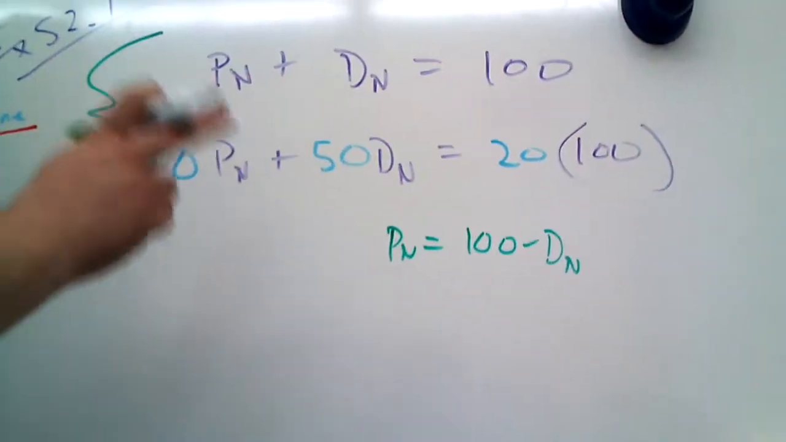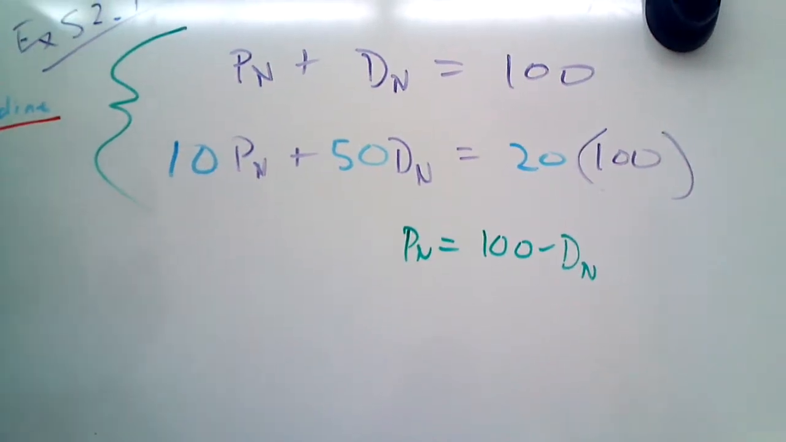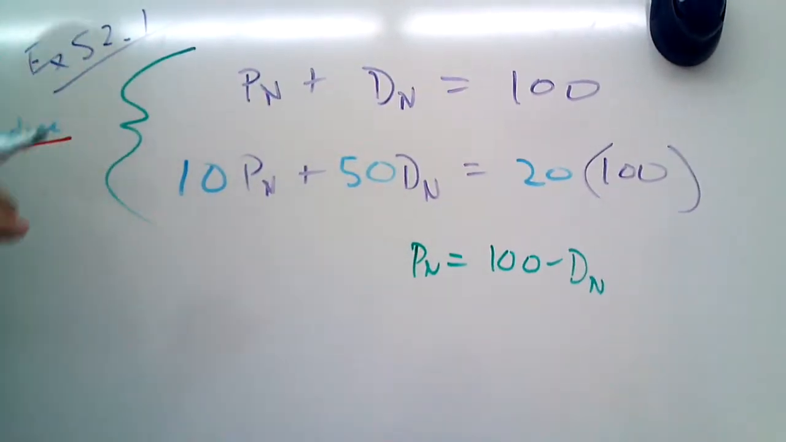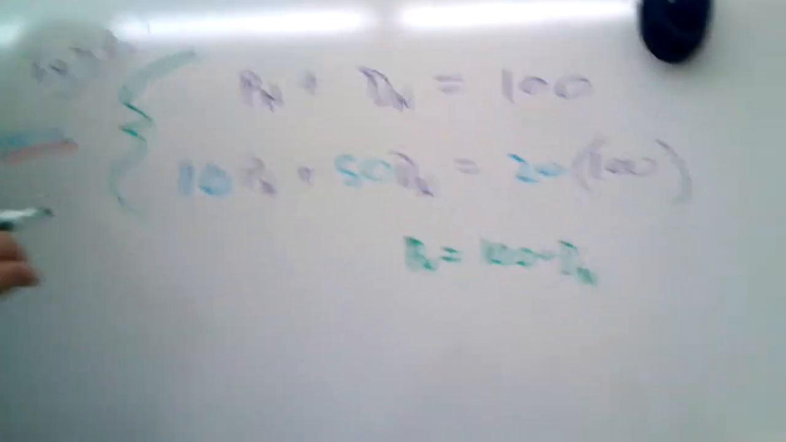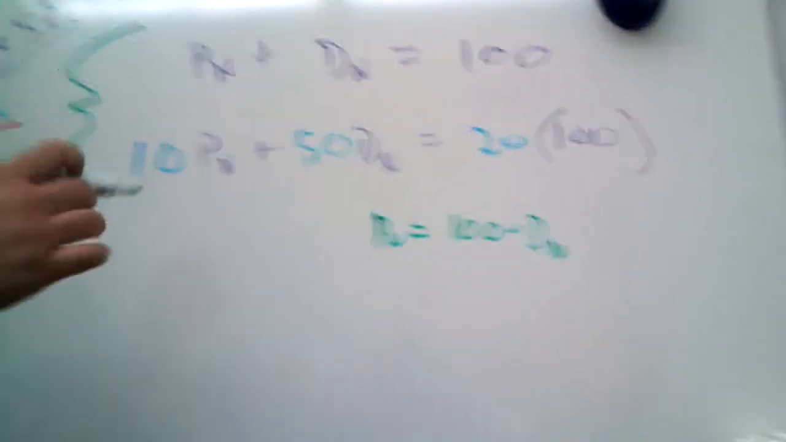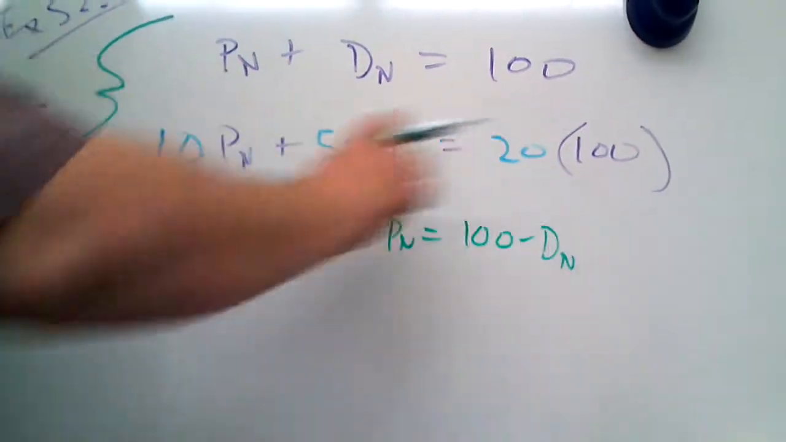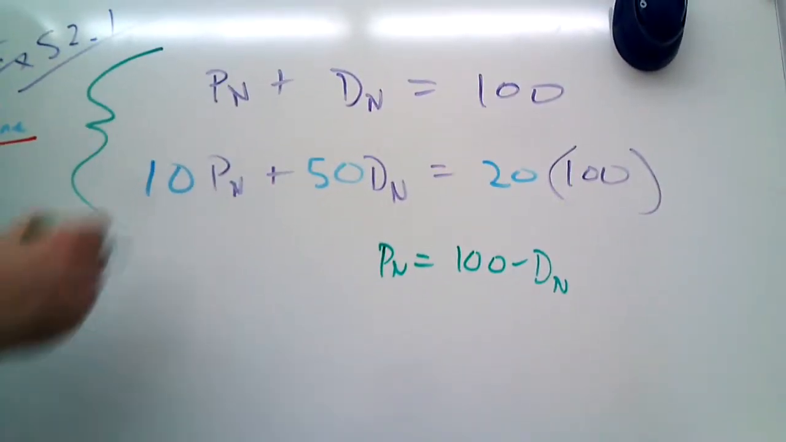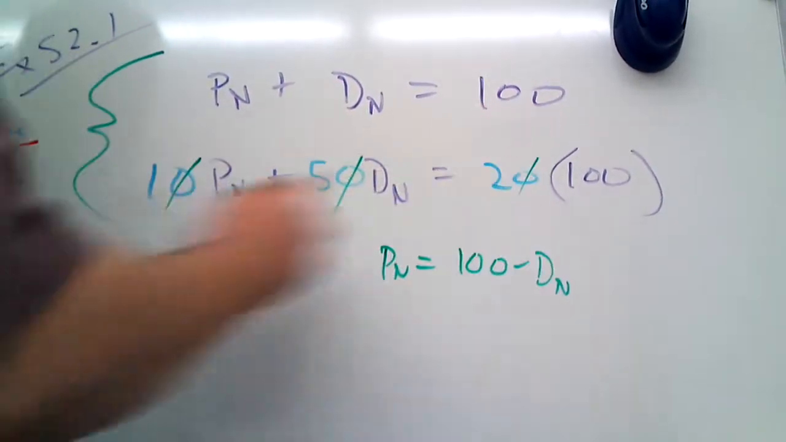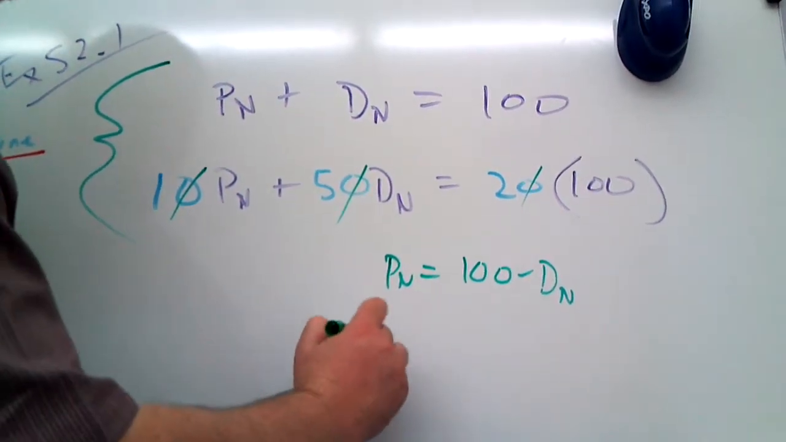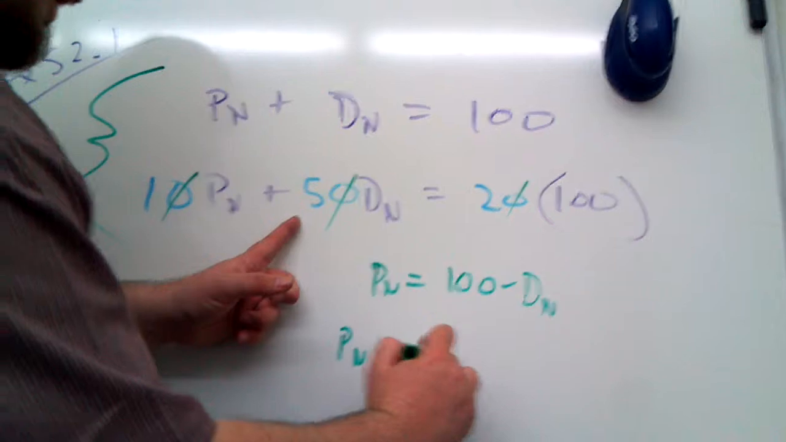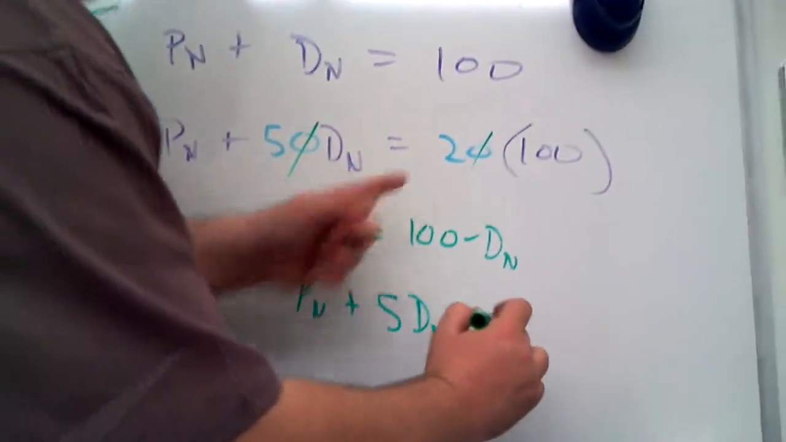Now, by the way, one thing that I like to do, hopefully this won't confuse you, but I like to make numbers smaller before I make them bigger. If I take all of this and I divide everything by 10, now what do I have? 1 P, which is just P, plus 5 D equals 2 times 100.